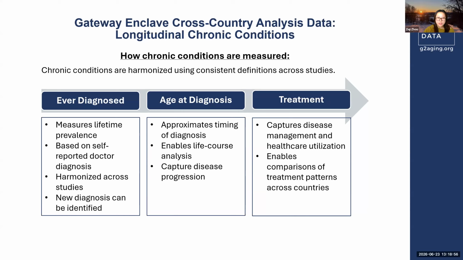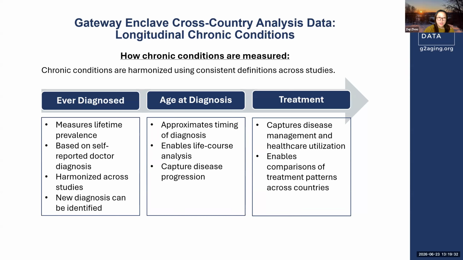Second, for certain conditions, age at diagnosis is also included. This approximates the timing of disease onset and enables researchers to study when conditions emerge over the life course, as well as patterns of disease progression. In addition, because age at diagnosis is available across waves, researchers can also identify newly diagnosed cases during the follow-up periods.